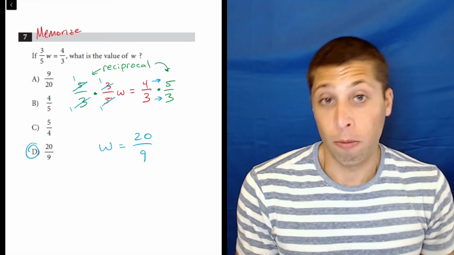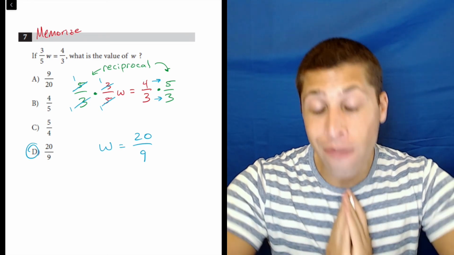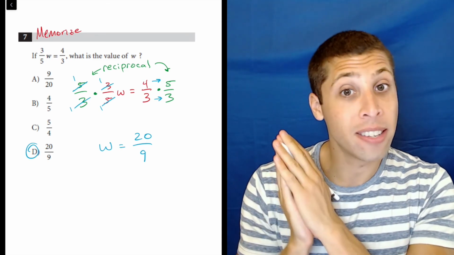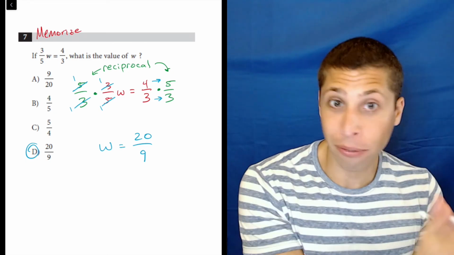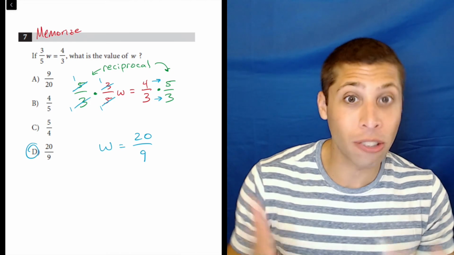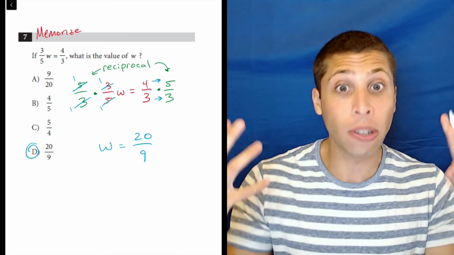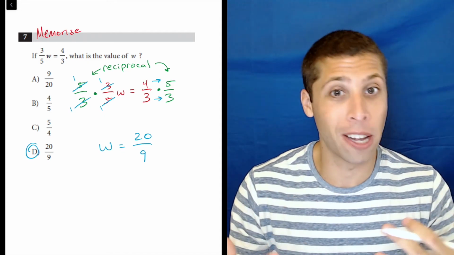So there you go. That is, in my opinion, a very, very important concept in algebra and in math that is not well understood, but it should be. Because if you don't like fractions, it's probably because you don't really know how to deal with them and move them away and get rid of them. And so the reciprocal is a very powerful way of dealing with all that annoying fraction stuff.